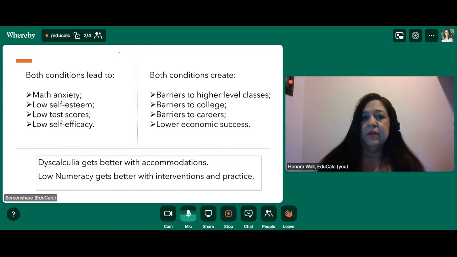Here's where both dyscalculia and low numeracy are the same. Both conditions lead to math anxiety. They lead to low self-esteem, low test scores, and a low belief in their ability to conquer and succeed in math. Both conditions create a barrier to taking higher level math classes, and a barrier to colleges or certain careers. And over a lifetime, they tend to lead to lower economic success. The other main difference to remember is that dyscalculia gets better with accommodations. Low numeracy gets better with interventions and practice.